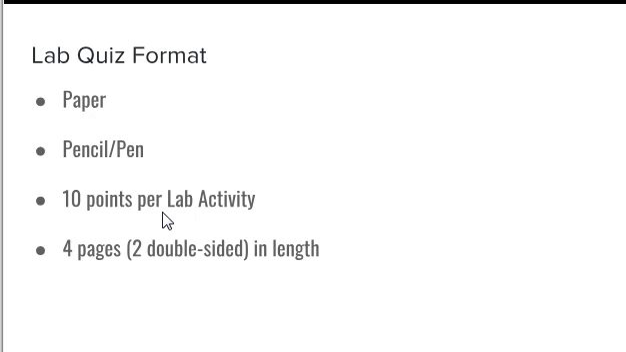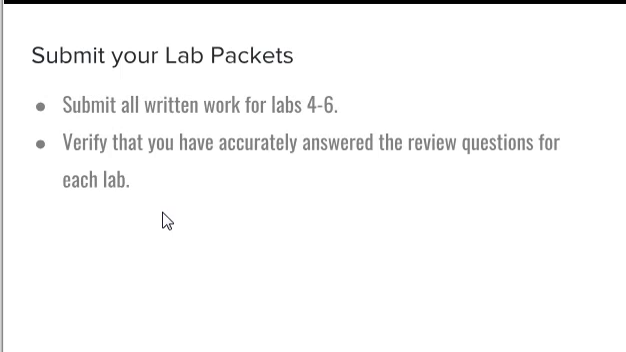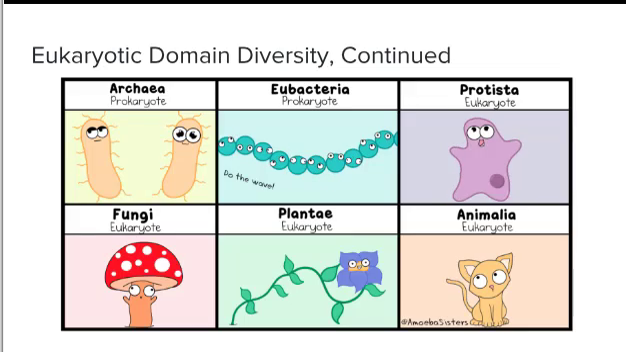The lab quiz format will be the same as the previous quiz. It is paper-based. You'll need a pencil or pen. There are 10 points per lab activity, and this quiz is 4 pages, 2 double-sided in length. You will also submit your lab packets for labs 4 through 6. Double-check your work to verify that you have accurately answered the review questions for each lab.